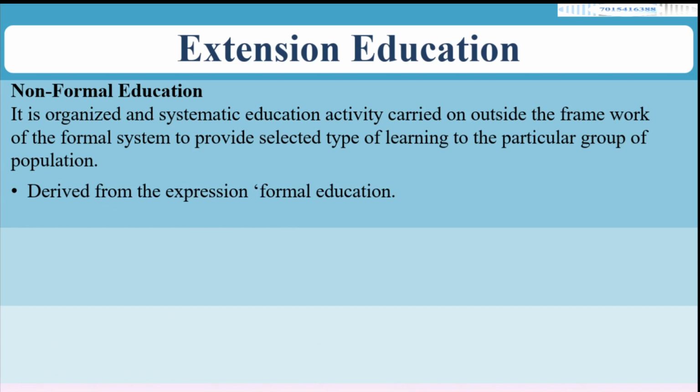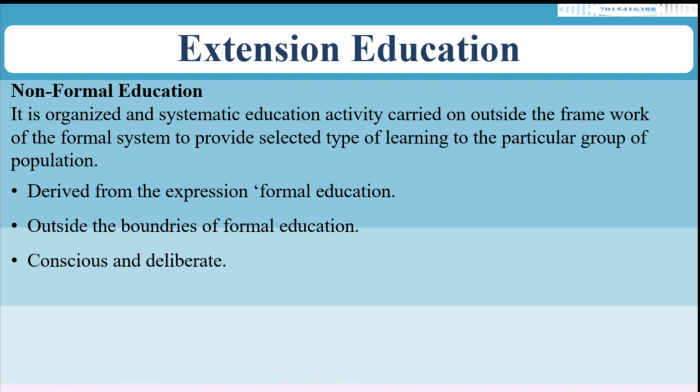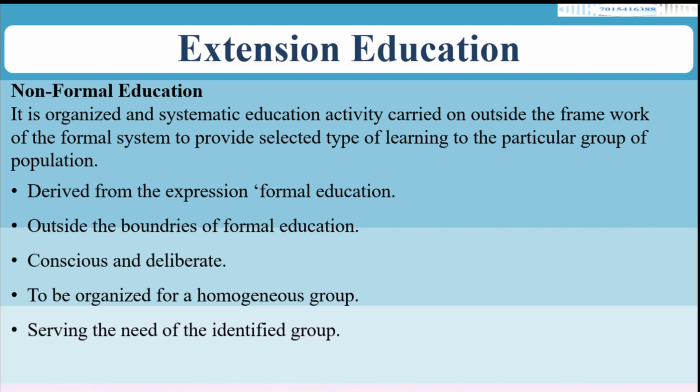If we are talking about the characteristics, it is derived from the expression formal education, outside the boundaries of formal education, conscious and deliberate, and organized for a homogeneous group. Homogeneous does not mean homogeneous in age. Homogeneous means they are coming to learn a homogeneous thing, for example how to swim, or how to dance. So each and every group is called homogeneous because they are coming to learn the same thing, serving the need of the identified group.